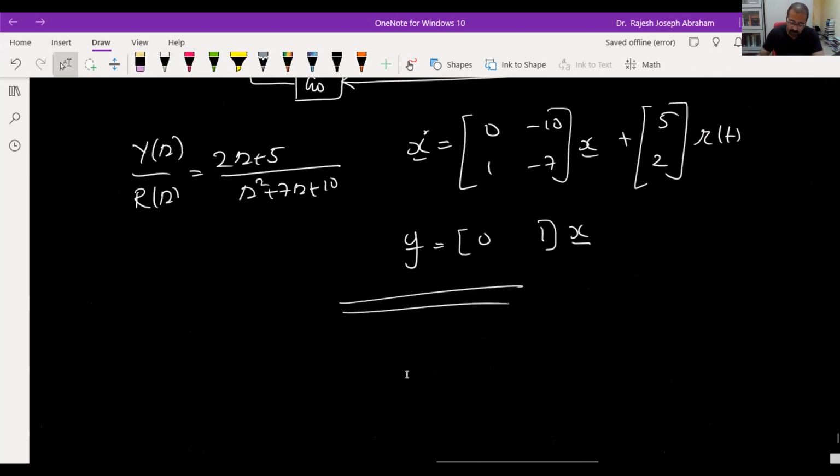Okay, so these are two canonical forms. These are not the only canonical forms. There are many more, and we will see the two more main canonical forms, which are called diagonal canonical form and Jordan canonical form, in the next class.